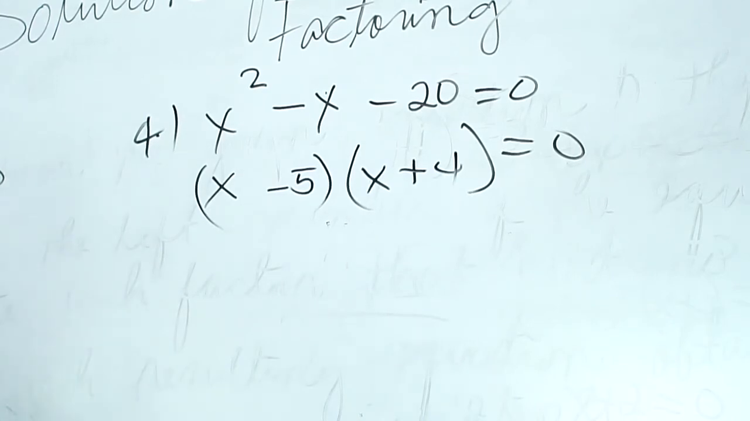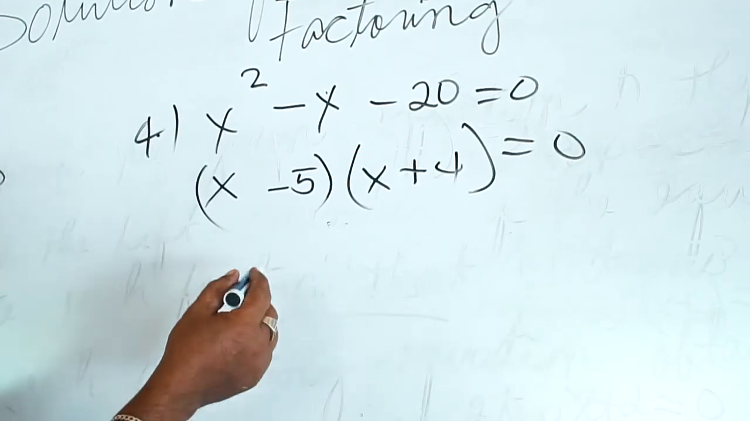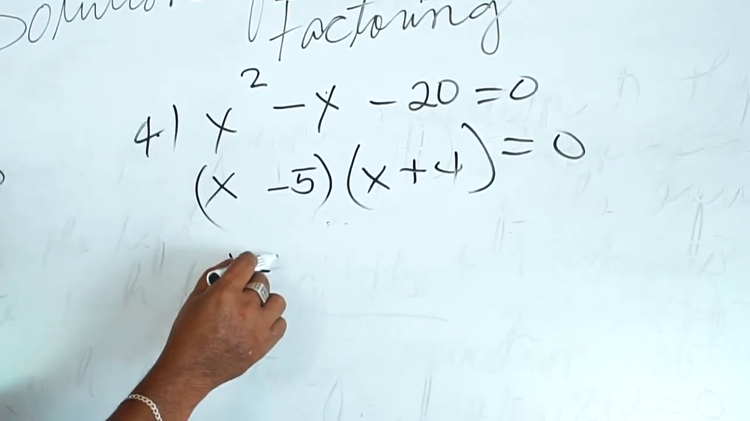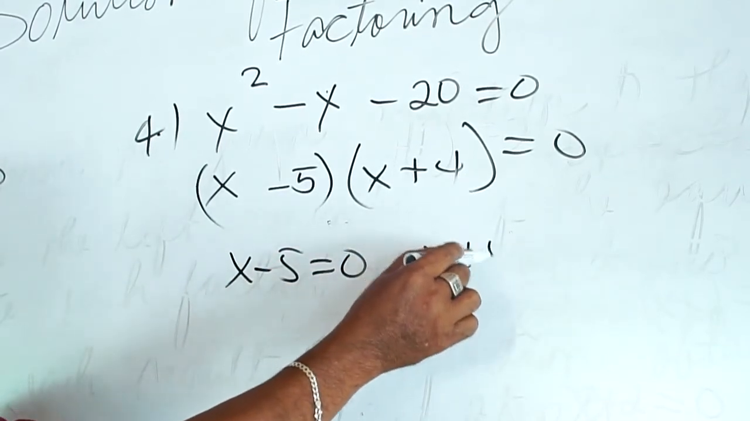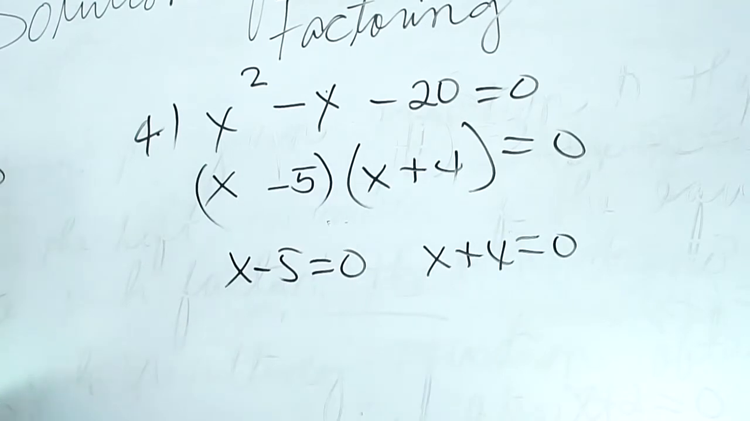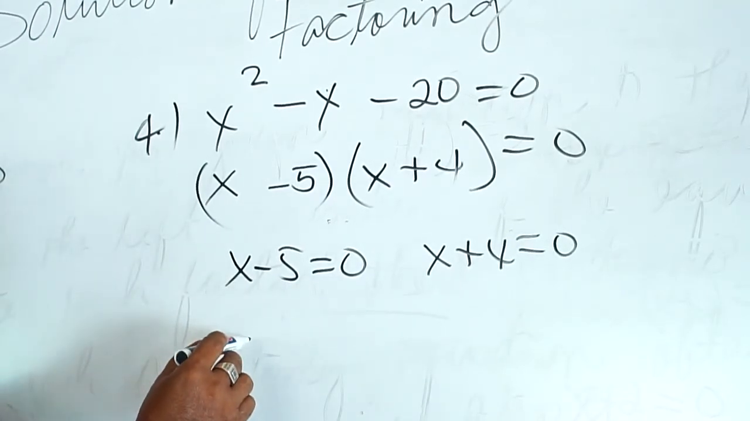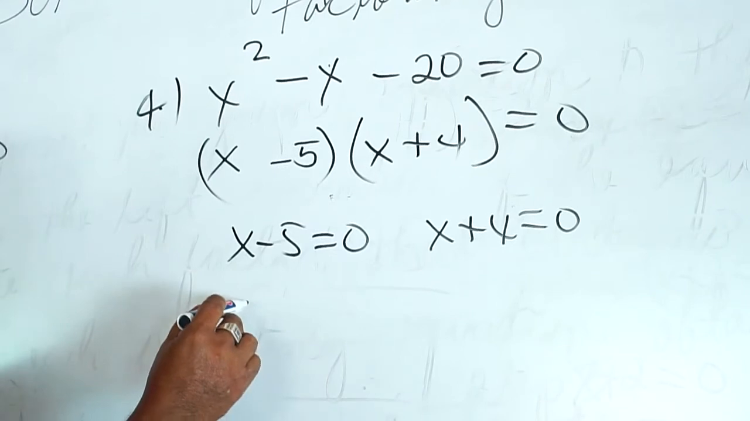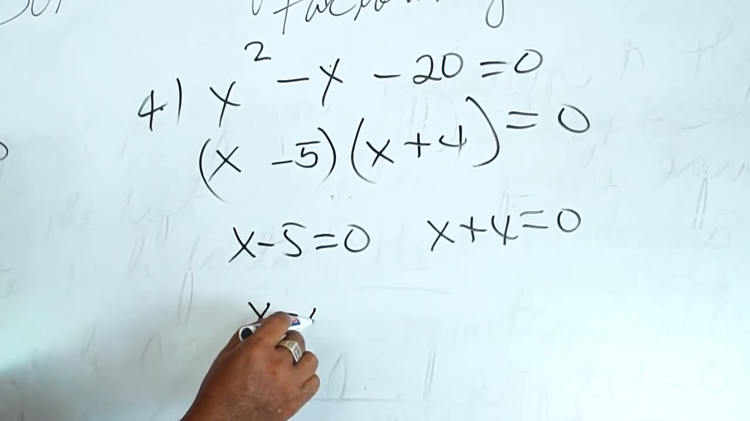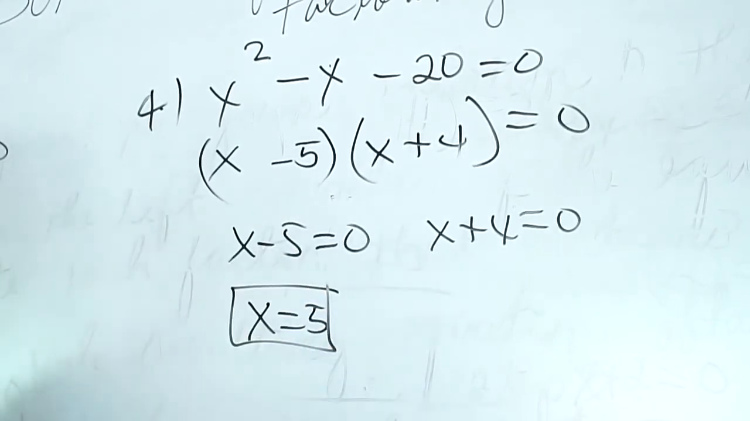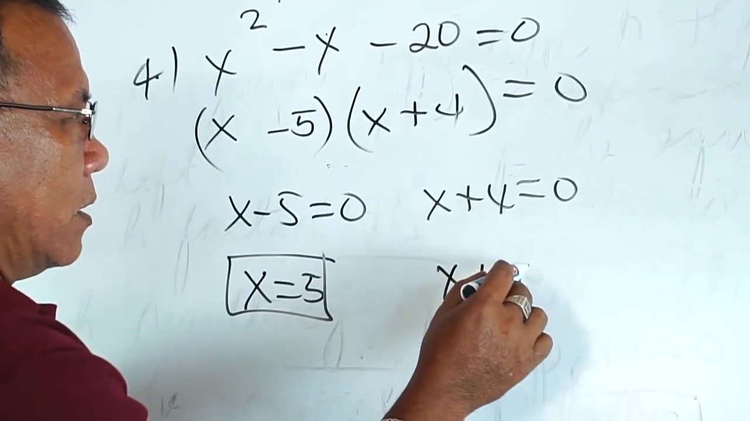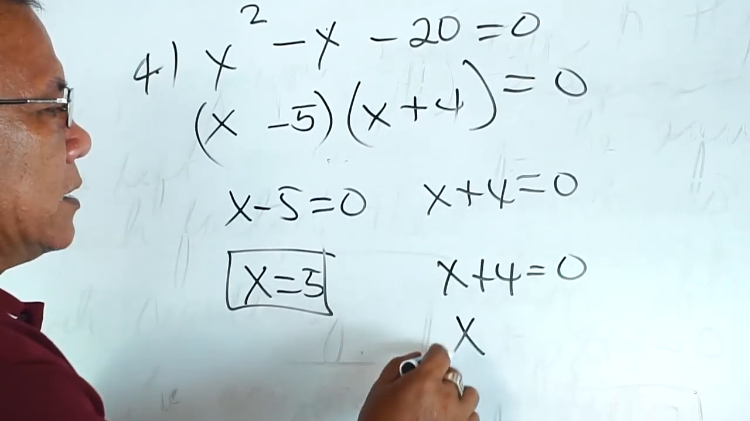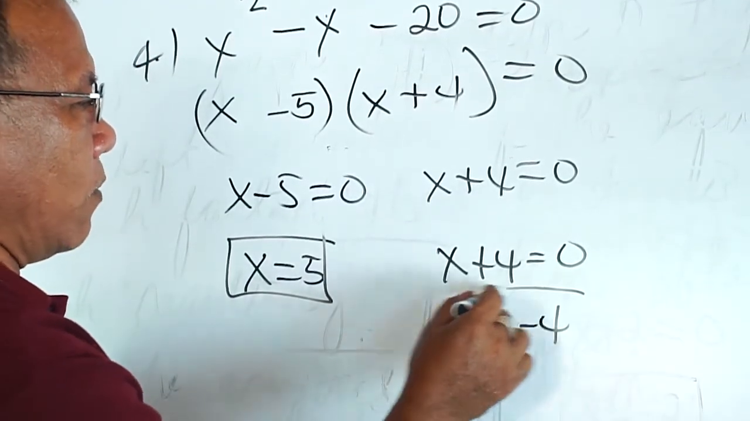After that, equate the resulting factors to 0. So x negative 5 equals 0, and x positive 4 equals 0. The first root is x equals positive 5. Then the second, x positive 4 is equal to 0, so x is equal to negative 4.